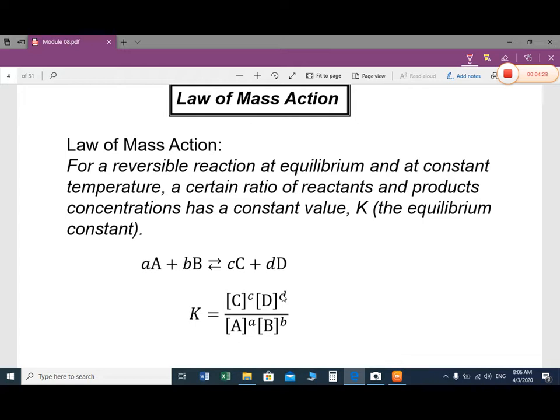This is not like chemical kinetics, where we calculate x and y as the order of reaction. There we calculate x and y, but here we don't need to. We just look at the balanced chemical equation, and whatever the number of moles are, we write them in the equilibrium expression as they are, and that will give you a constant value. This will be called the equilibrium constant.